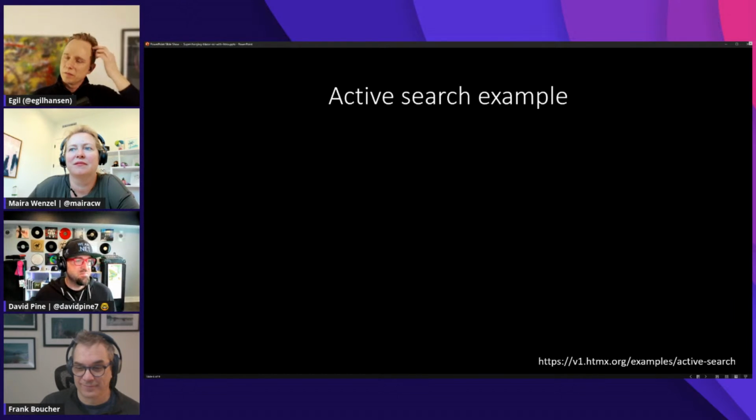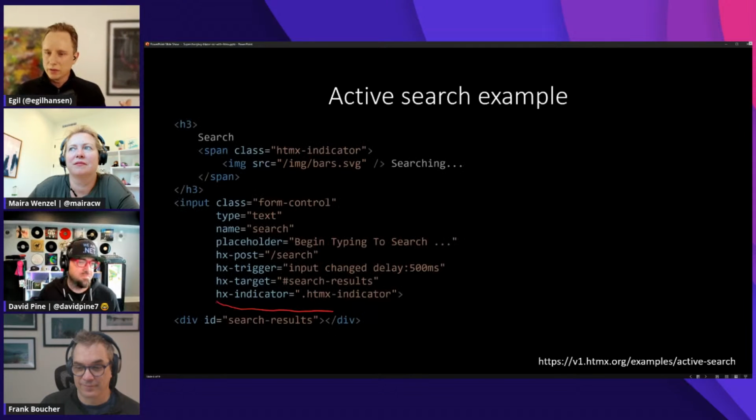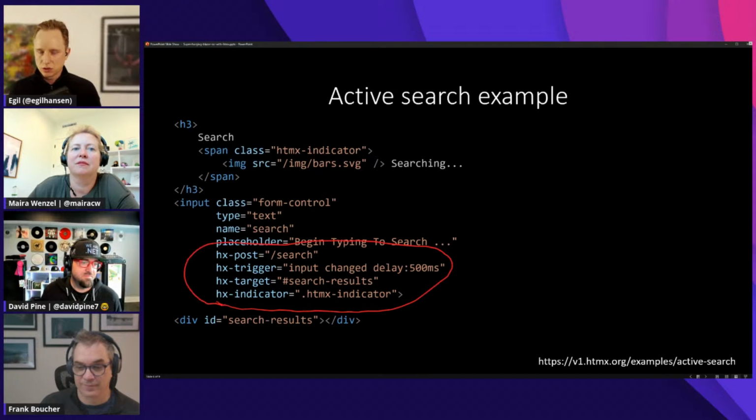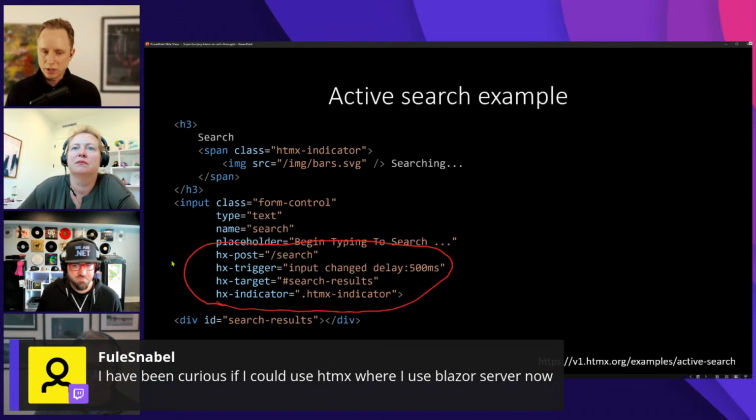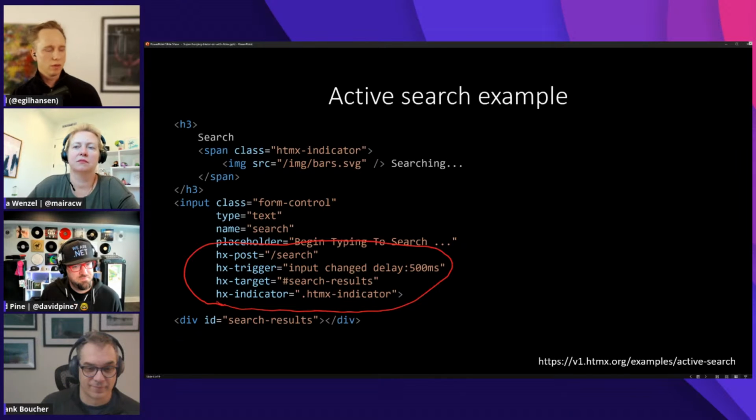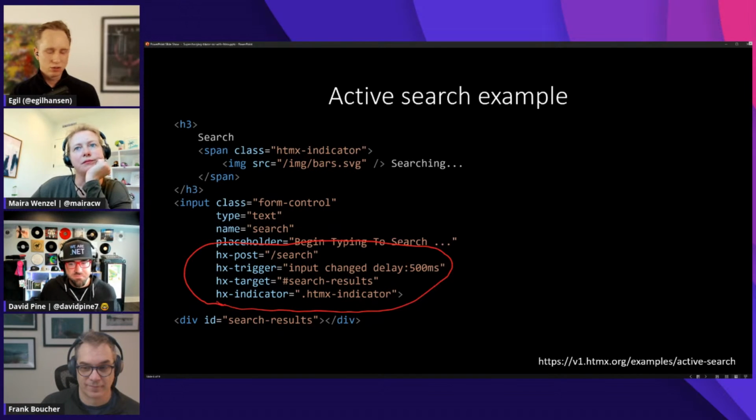So let me show an example of what I mean by this. Here you have a search form that you might have on your website. And if you want to have the active search thing where you type a little bit, and when you pause, it sends a request back to the backend, and then patches in your stuff, this is basically what you would do. And here you can see the declarative nature of Htmx, where you have these special HX attributes.